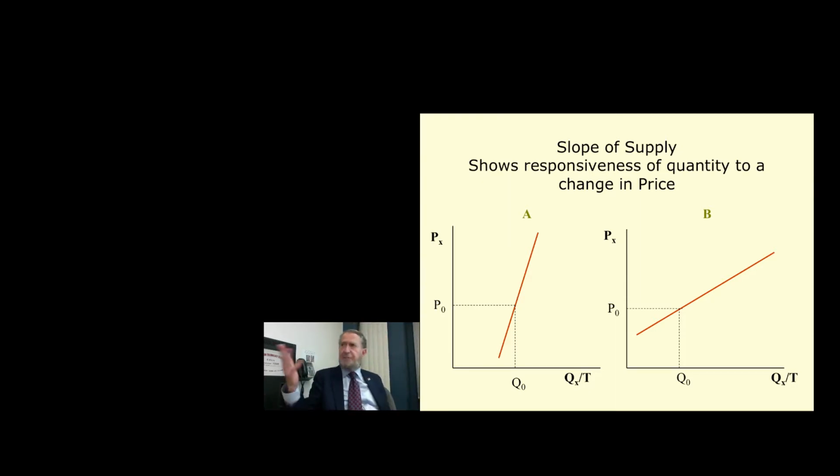Good. So B is more responsive. And you can draw in a price change to see that. Price goes up, A, quantity only increases a little bit. Same price change for B, big increase in quantity. So a flatter curve represents a more responsive quantity to a change in price.